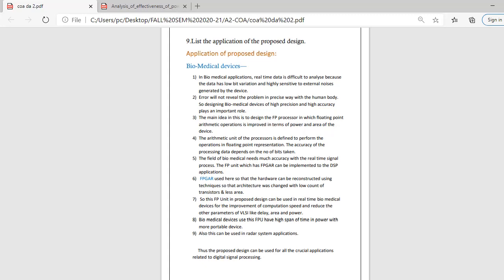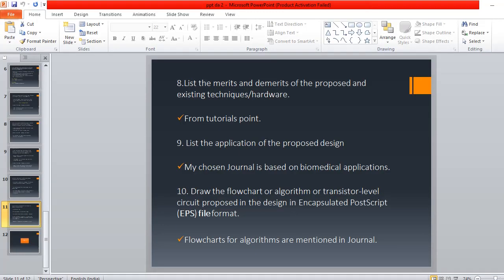Also, the main idea is to design the FP processor in which floating point arithmetic operations are improved in terms of power and area, and the arithmetic unit of the processor is defined to perform operations in floating point representation for accuracy. This is also used in radar systems, and FPGAs are used here so that the hardware can be constructed using these techniques. So the architecture was changed with a low count of transistors and less area. So basically this is a model with low area, low power consumption, and low transistor count, which is used in biomedical applications.